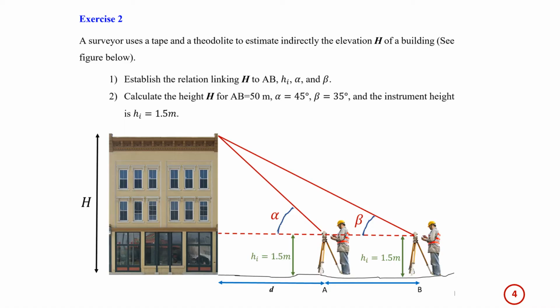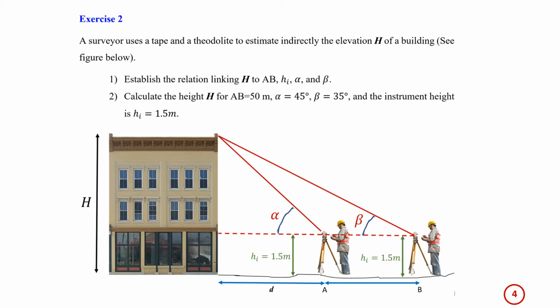A surveyor with his theodolite and tape has measured the angle at two different positions: the angle between the horizontal and the highest point of this building. This is a very high building, by the way, but I've just found this photo. So the first angle was alpha. Alpha is equal to 45 degrees.